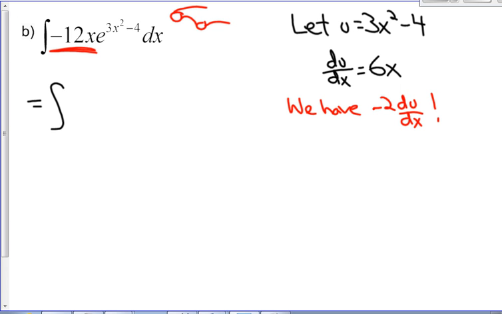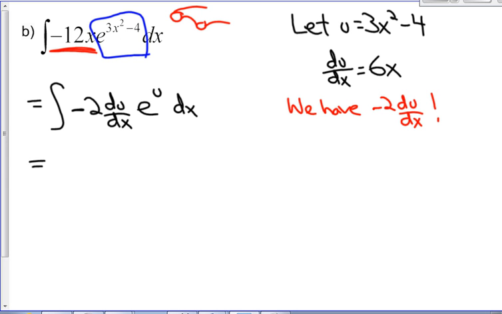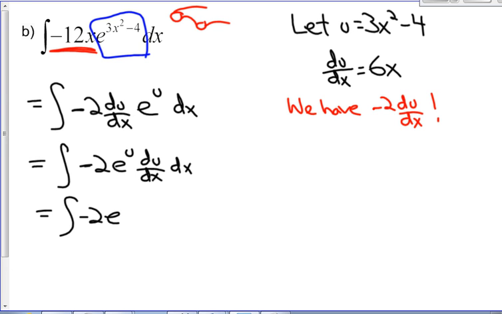So let me plug it in. Where we see negative 12x, that's negative 2 du by dx. Where I see this portion here, this is e to the u. And we have a dx. Now that's a horrible order to see things in. Let's rewrite it this way. Or you might just want to skip straight to this. I probably would. The integral of negative 2 e to the u du. Okay, those dx's just divided out.